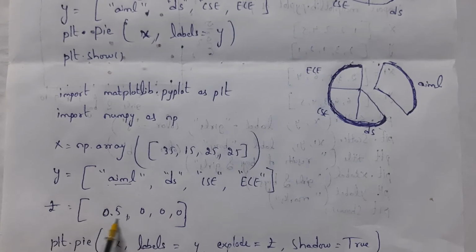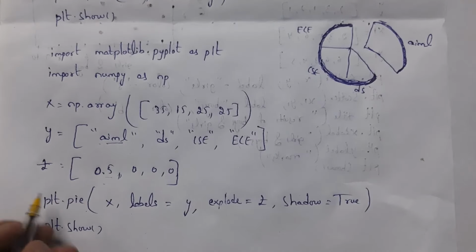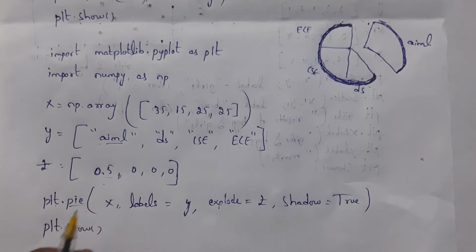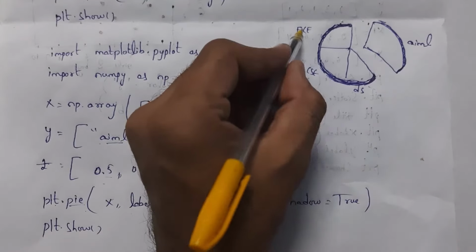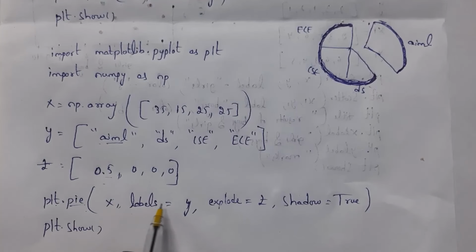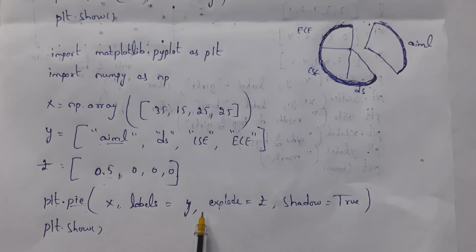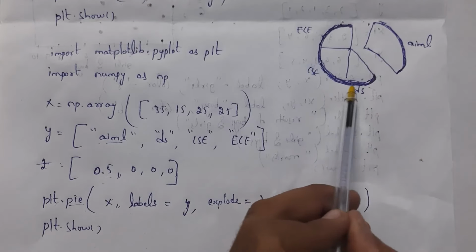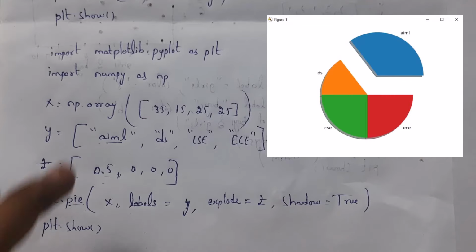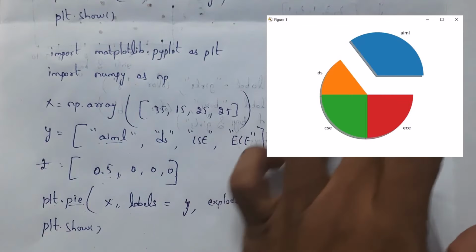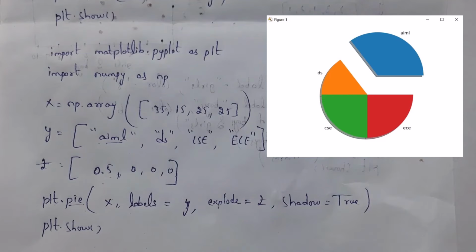So only it will separate the AML part. And next write here plt.pie, x, labels equal to y. Because if you don't write labels equal to y, then it will not display this information. So write labels equal to y, explode equal to z. And if you want to add shadows, you can also write shadow equal to true. Whenever you run this code, this is my output, where the show function will display output.